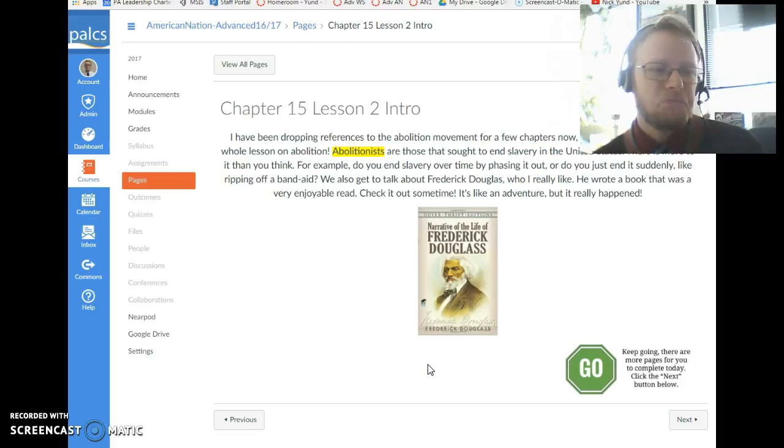For example, there were different factions of abolitionists in different times, and they said, do we want to end slavery gradually over time or ban it outright? And these were all things that they had to talk about.